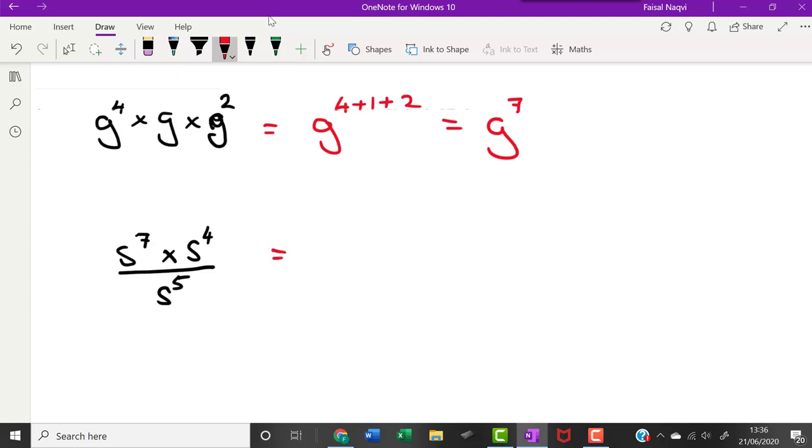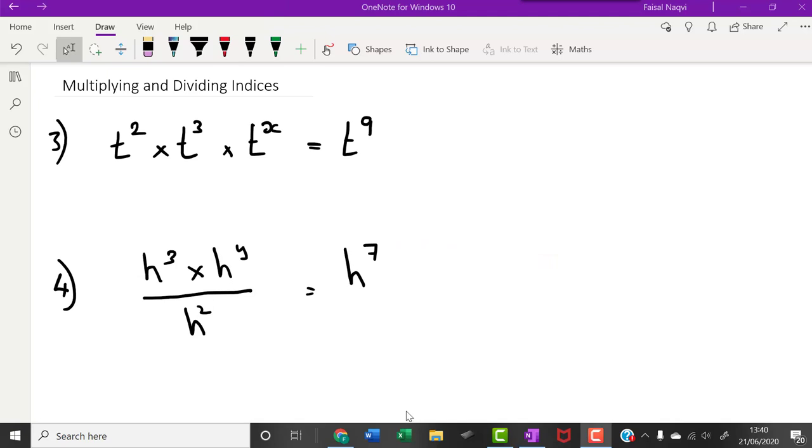In the second one, all my bases are s. S to the power 7 times s to the power 4, which is 7 plus 4. And all of that is divided by s to the power 5, so I take away 5. That gives me s to the power 6. Those are my answers. Here are a couple of slightly trickier questions. Have a go at those and see if you can figure those out.